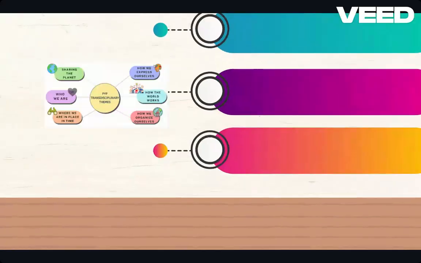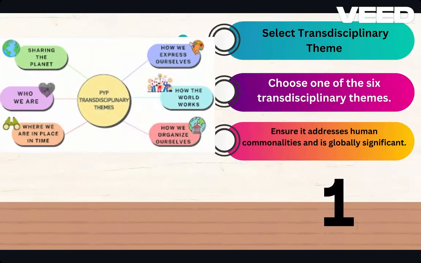Step number one: select a transdisciplinary theme. Choose one of the six themes, ensuring it addresses human commonalities and is globally significant.